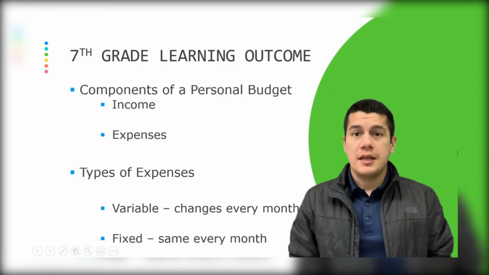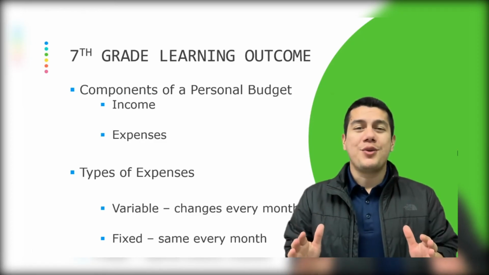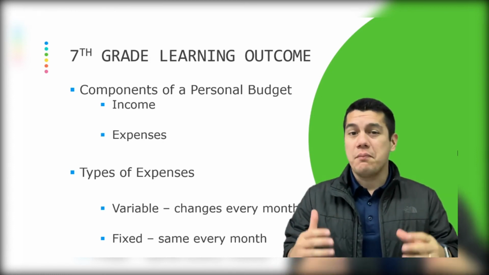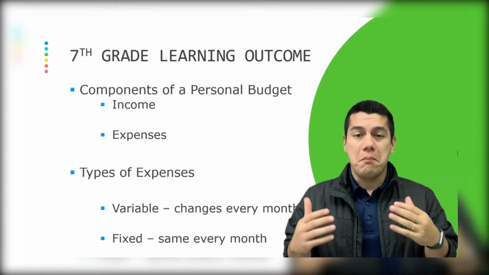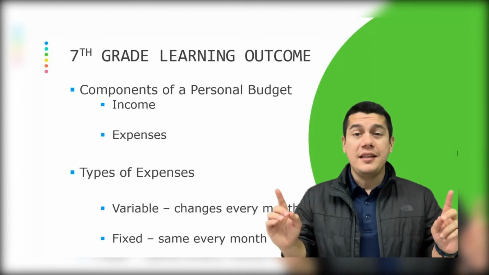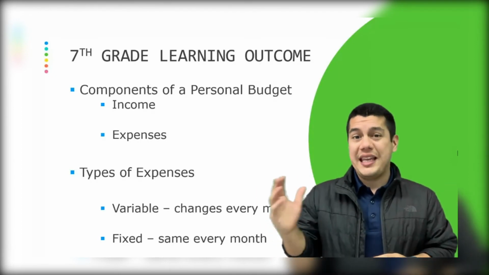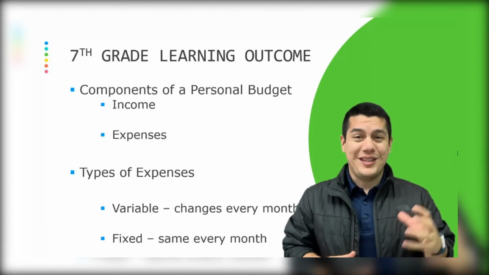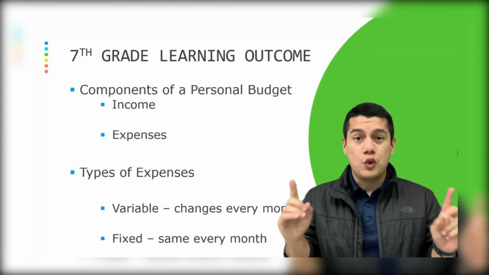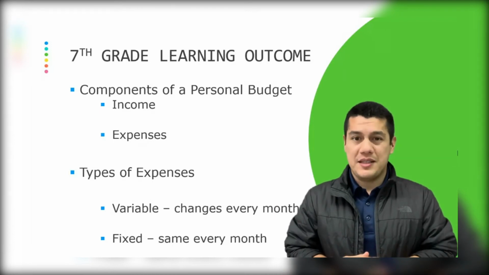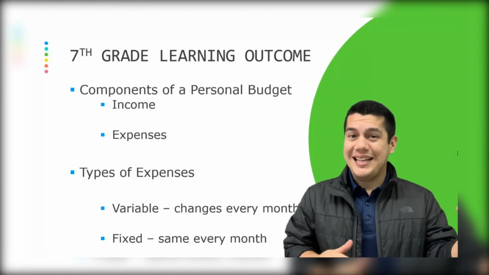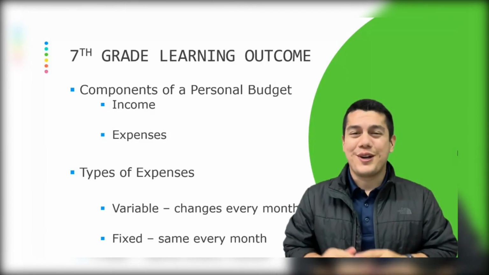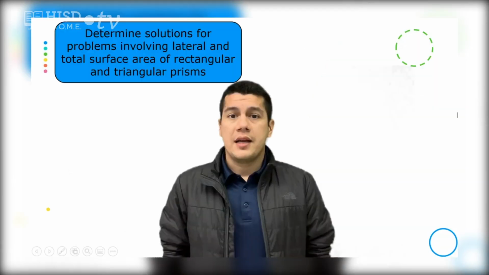For our 7th graders, today our learning outcome was that we learned the components of a personal budget. And the main elements are income and expenses. We also learned that on the expenses side, you have two main types of expenses, which are the variable and the fixed expenses. And now we're gonna get to our 8th grade section.